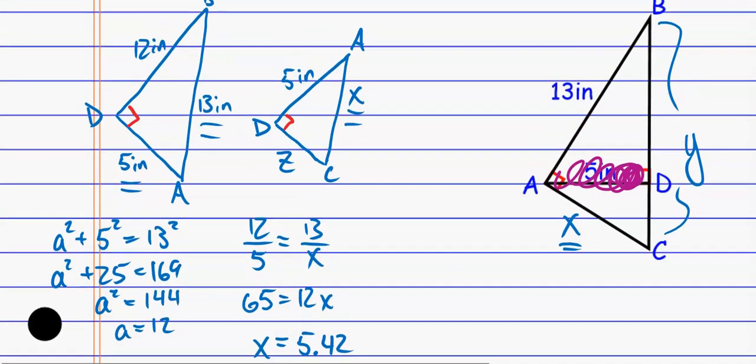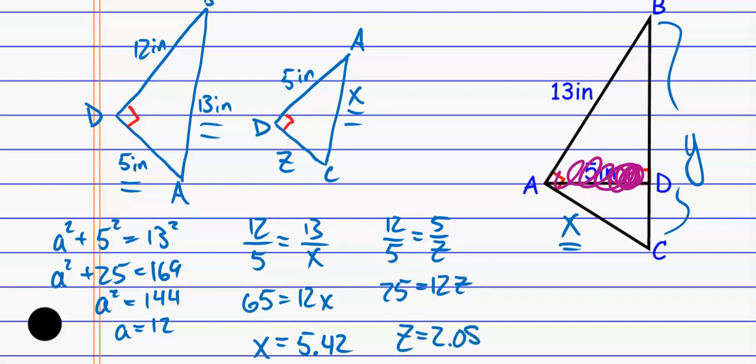And then I could do the same thing to find the other missing side. I would say, hey, you know what? The 12 goes to the 5 using that same proportion, the same way that the 5 goes to the z this time. Okay? And once again, I can cross multiply. And I'll just plug this one into the calculator again. I'm just going to round it off. So z equals 2.08.